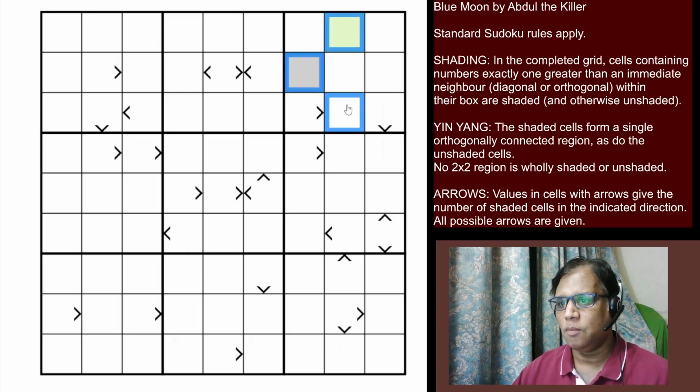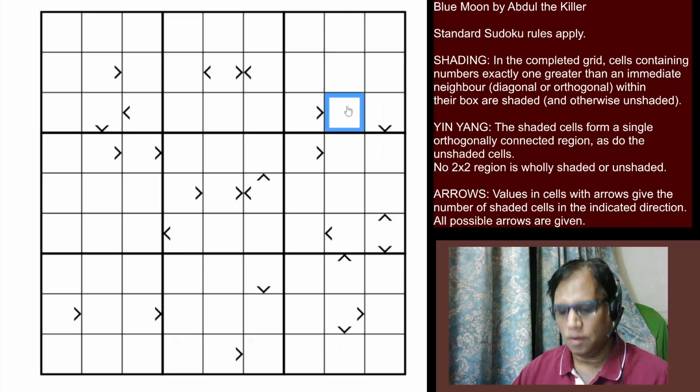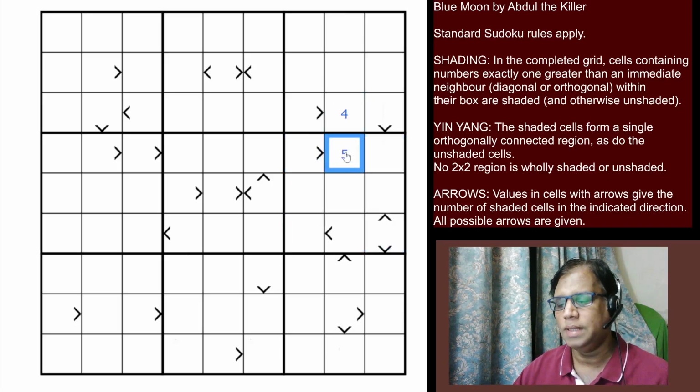But this is only within the box. For example, if you have 4 here, then 5 anywhere here doesn't make any difference. A 5 here does not mean that this should be shaded, because this is a different box and this is a different box. So these rules apply only within one box. Okay, so that's about the shading.